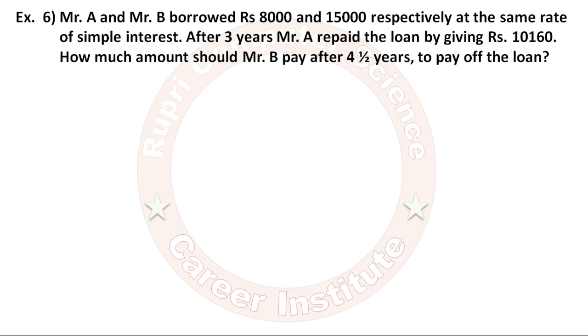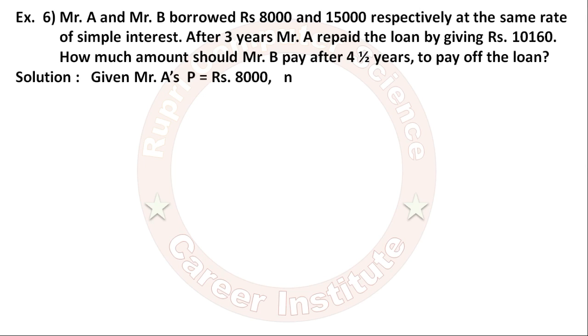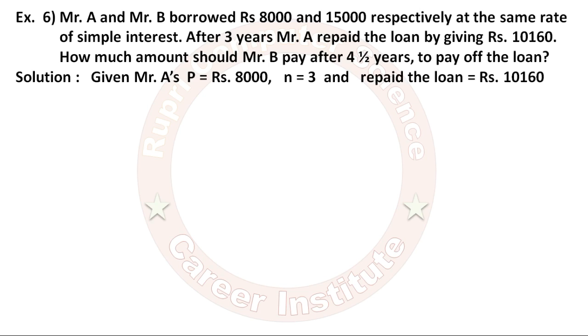Now, this is the question. Now, we are solving this question. Solution. Given Mr. A's principal P is equal to rupees 8,000, n is equal to 3, and the repaid loan is equal to rupees 10,160, right?